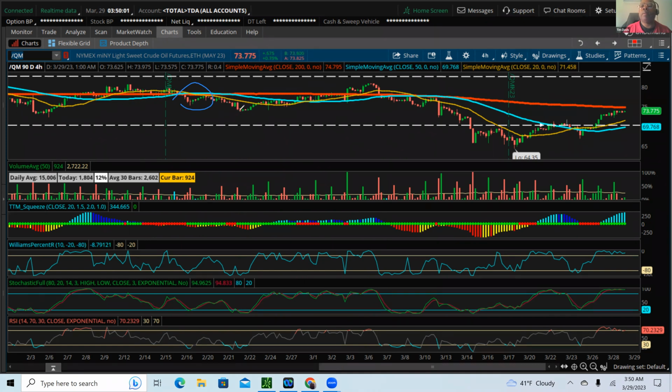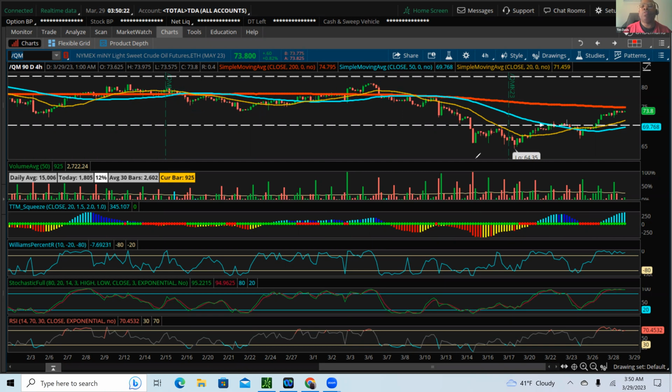It got to around 75 here, and we started to rally again, back up above the 200-day moving average, but then failed back below the 200-day moving average, and we've been below the 200 moving average since on this 4-hour chart.